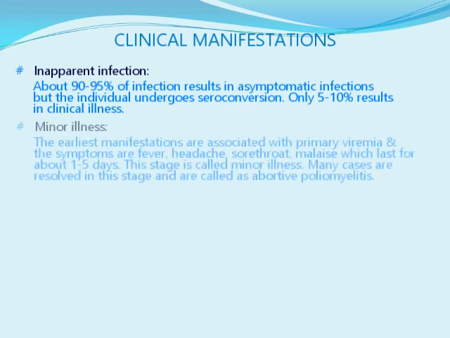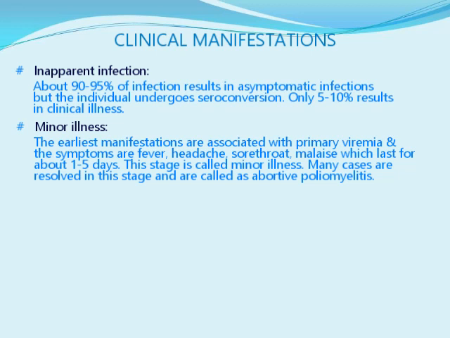Next stage is minor illness. Going back to the pathogenesis, the stage where the virus enters into the blood circulation for the first time is called as primary viremia. At this stage, the patients start to show mild symptoms like fever, headache, sore throat, malaise, which lasts for about 1 to 5 days. This stage is called as minor illness. At this stage, majority of the cases get resolved and is called as abortive poliomyelitis.